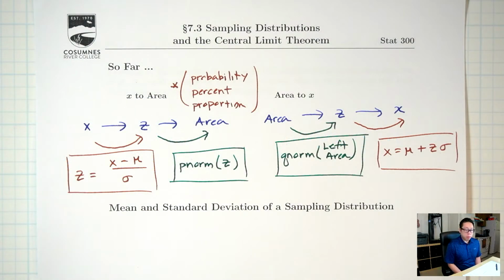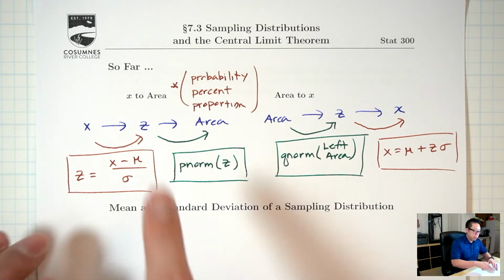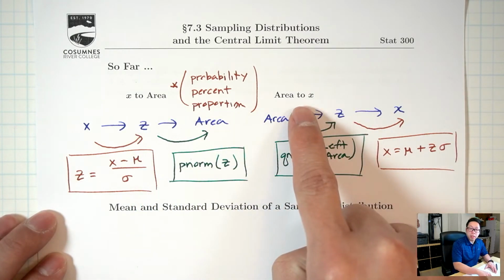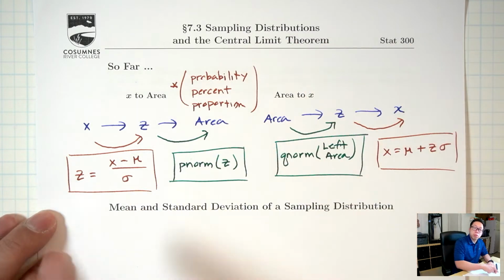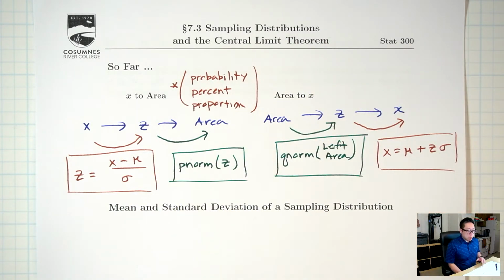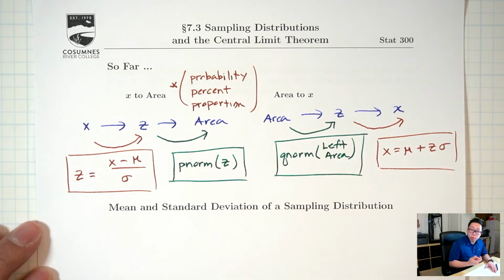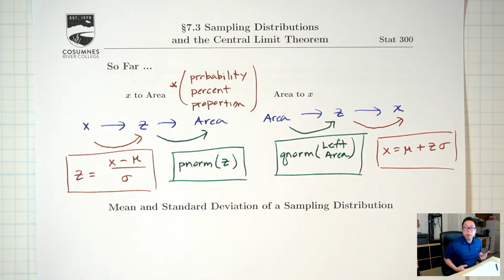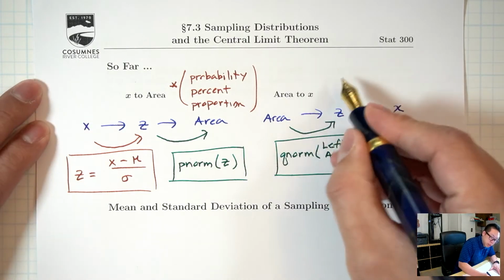In the last lecture, we talked about two main types of questions, x to area and area to x. And this was the workflow that we used to solve all of those questions. Now, in the last section, I was careful to include the words normally distributed in every single question. The reason is because p-norm and q-norm, which both have the word norm in them, only work if your distribution is normally distributed. In other words, these only apply when your distribution looks like this.